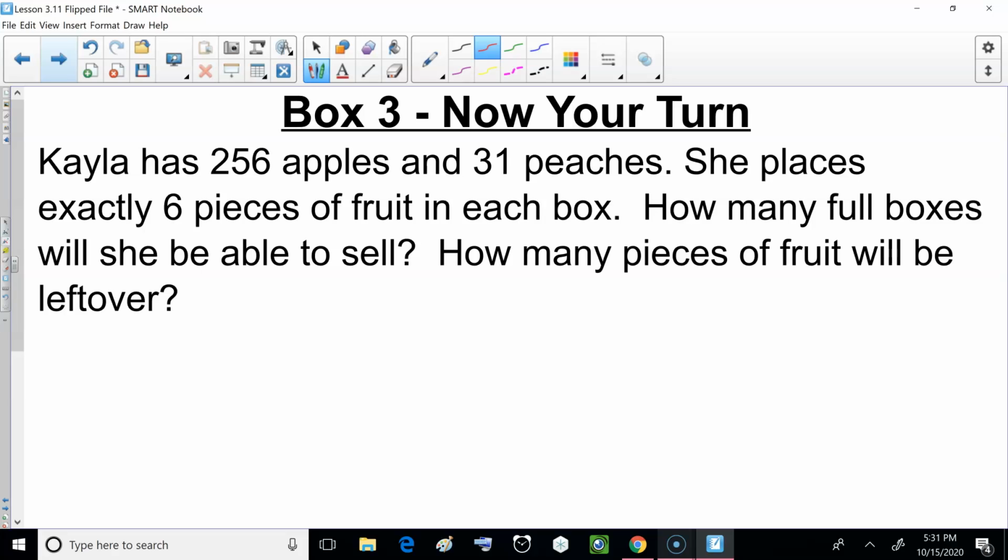And another problem. Kayla has 256 apples and 31 peaches. She places exactly 6 pieces of fruit in each box. How many full boxes will she be able to sell? How many pieces of fruit will be left over? Notice there are 2 questions, so I need to have 2 answers, so I answer both of my questions.